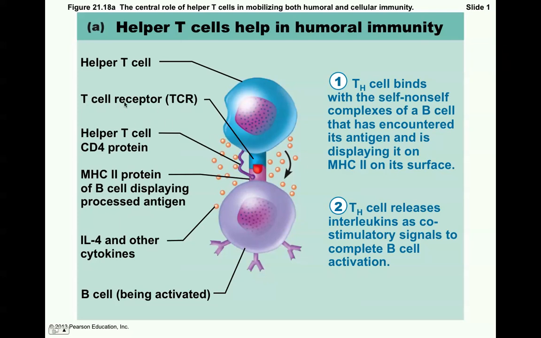So this is showing you the helper T cell right here that's going to release interleukins to signal the complete B cell activation. So there's a lot of detail here. Just keep in mind that the helper T cell is going to bind with any kind of non-self complex that a B cell's encountered and will actually display it to allow antibody to be produced, and will also release interleukins to stimulate signals to complete the B cell activation.